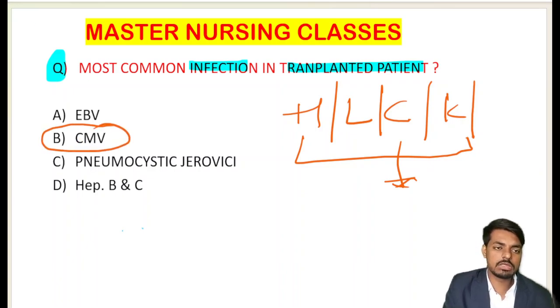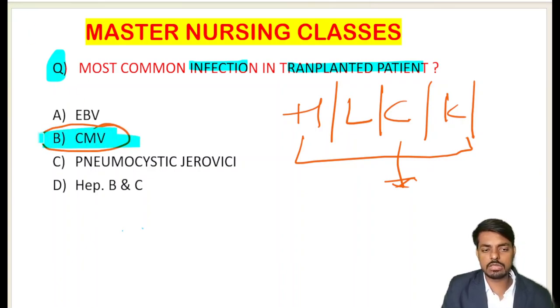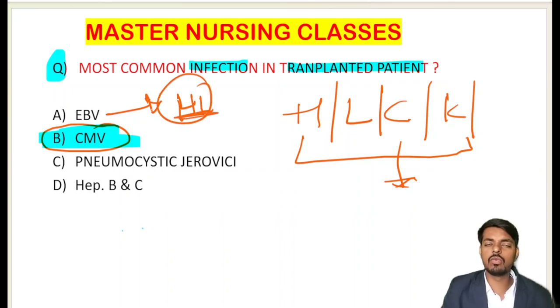Hope the concept is very clear. The most common infection in the transplanted patient is the infection from cytomegalovirus, and the Epstein-Barr virus is responsible for lymphoma, that is Hodgkin's lymphoma and non-Hodgkin's lymphoma. We will study that the causative agent for lymphoma is the Epstein-Barr virus.